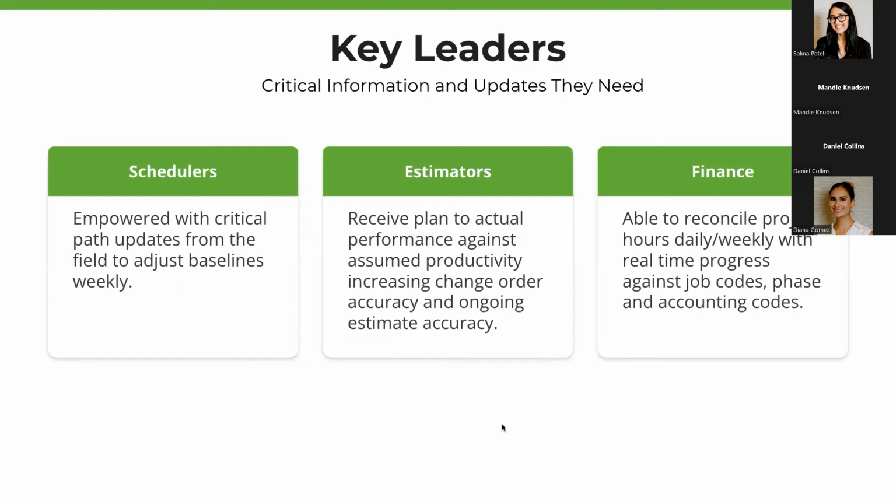So schedulers are empowered with their critical path updates from the field to adjust baselines weekly. Estimators receive a plan to actual performance daily and are able to increase change order accuracy and ongoing estimate accuracy. Finance is able to reconcile project hours daily and weekly with real-time progress against job codes, phases, and accounting codes.